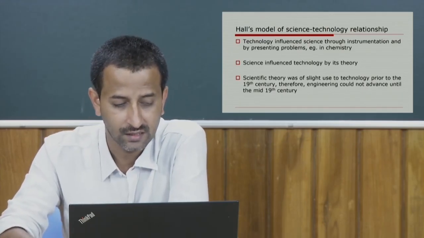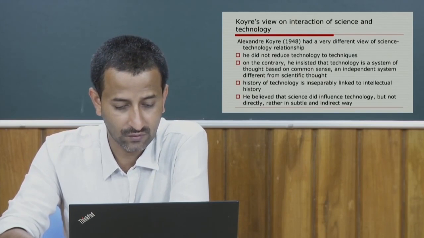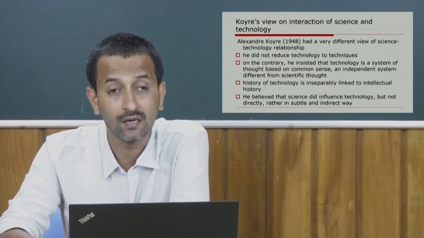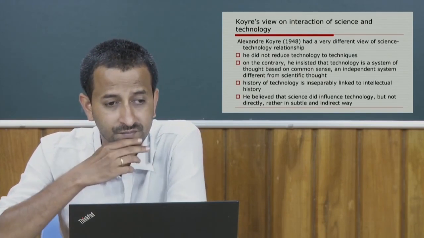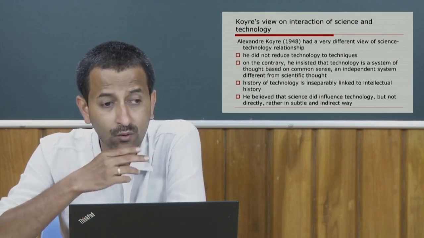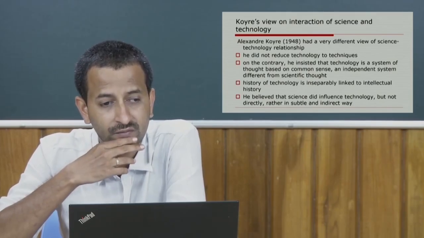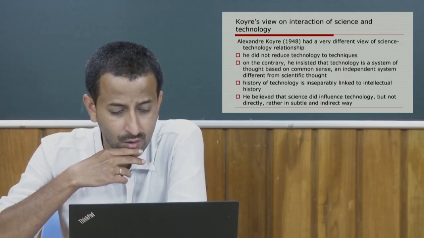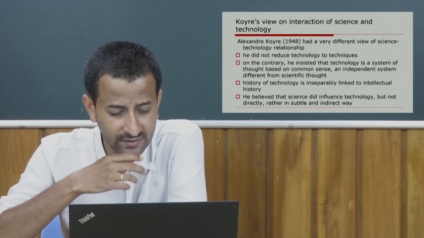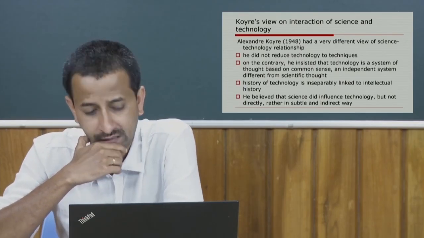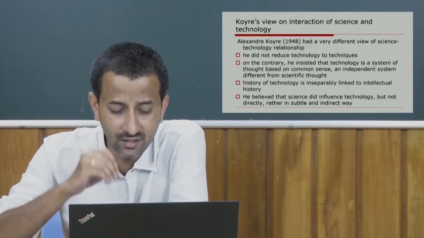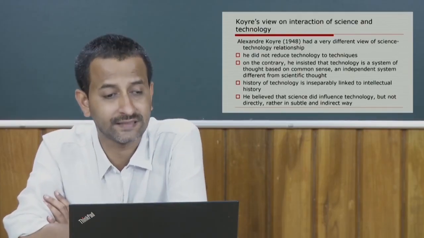It is important to note that while Hall and several other spokespersons for the current model of science technology relations are the followers of Alexander Koyré. Then what are Koyré's views on the interaction of science and technology? Koyré had a different view of science technology relations. He didn't reduce technology to techniques.